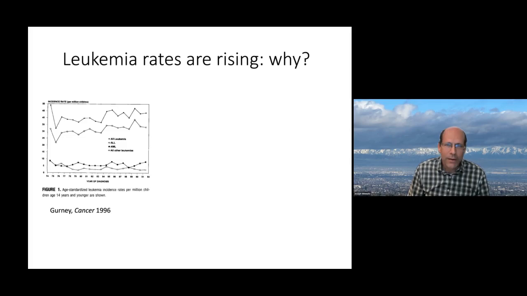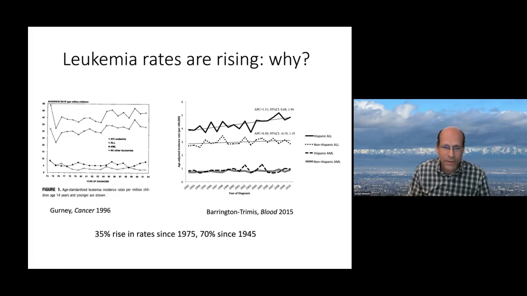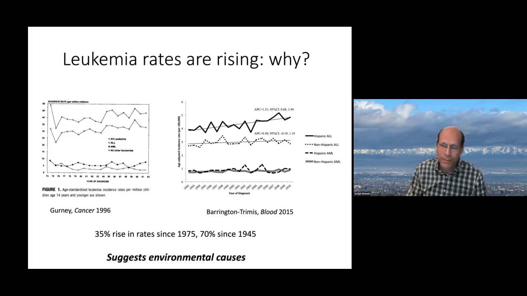So in the past 70 years, really, leukemia rates have been rising. Here's data from a couple of publications, up to 1992 in the first one on the left, and in more recent years on the right. What these publications have seen is that there's been a 35% rise in childhood leukemia rates since 1975, effectively a 70% rise since World War II. What this means is that environmental causes have to be behind these rises, since we haven't really changed our genetic code over these years.